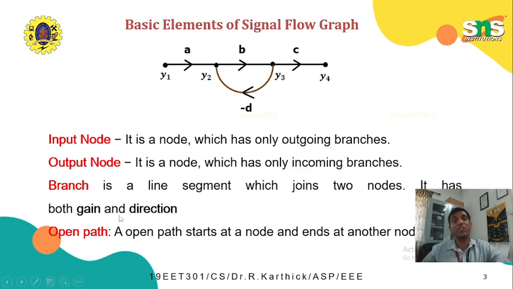The next terminology is the open path. It is a path which starts at one node and ends at another node. It travels through each node only once, so you call it an open path.